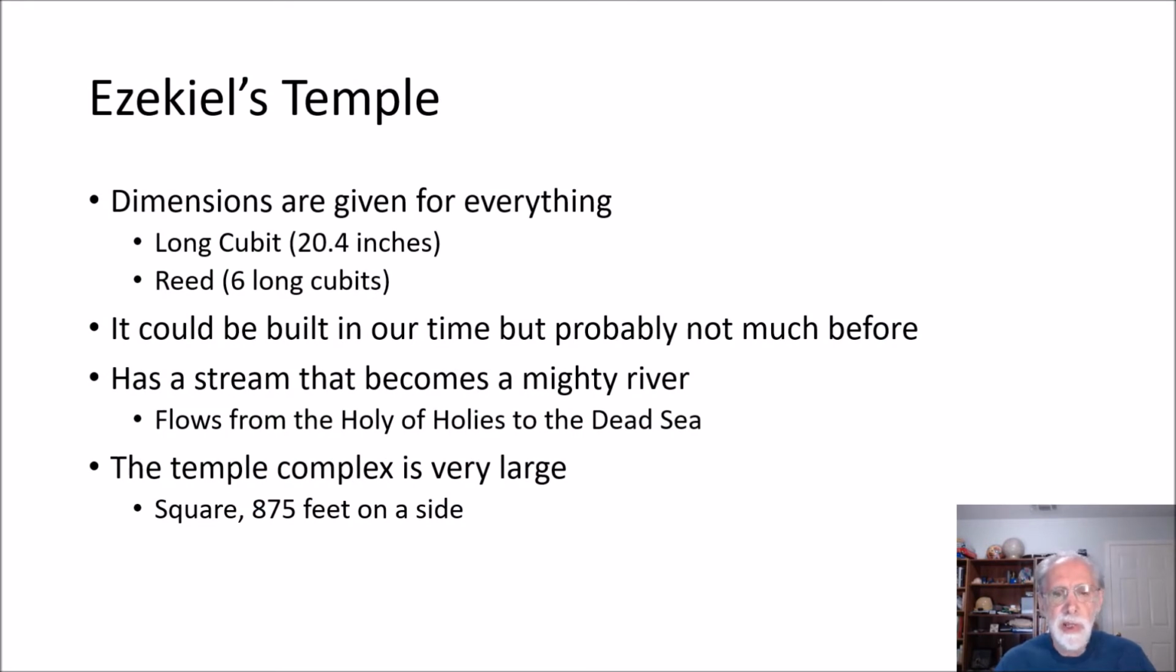So this temple is given in such precision that you could build it right now. The dimensions are given for everything that it describes, and it uses long cubits for its measurement. Now the cubit could be done in 2 different ways. It could be done as the short cubit, which is about 18 inches in our measurement system, or it could be done as the long cubit, which is 20.4 inches. And in this case, it's done as 20.4-inch cubits. And a reed is also used as a measurement here, and the reed is 6 long cubits. So those 2 measurements are the measurements that everything is done in here.